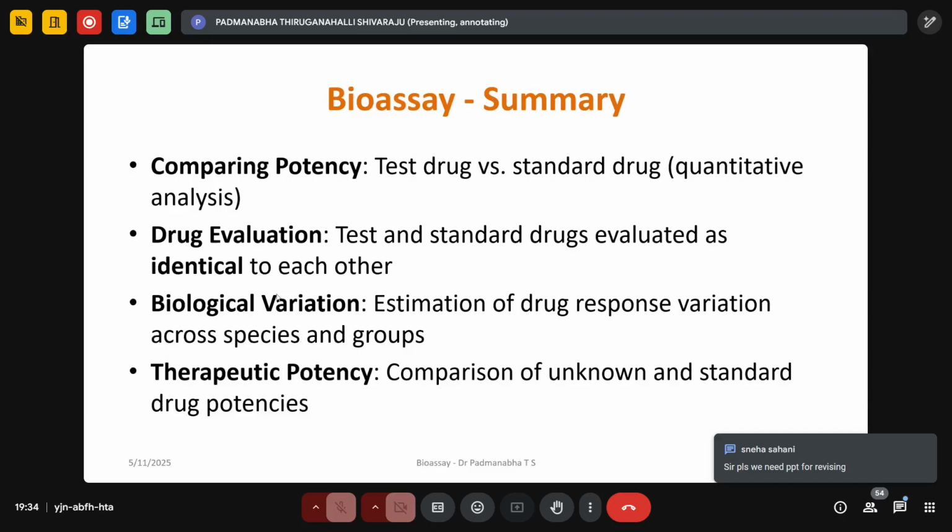And therapeutic potency. So basically, at the end of the bioassay, we need to know the comparison of the unknown or test compound and the standard drug potencies. That's how we develop a newer drug. So if we have some potency, it will be passed on to the next stage, that is the clinical trials. If you are not finding any positive results, you're going to discard the study or stop the study there itself, so that we can save a lot of time and money without wasting much resources. So this was all about the bioassay in brief.